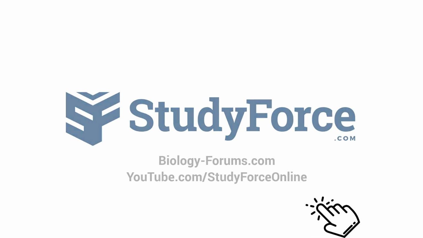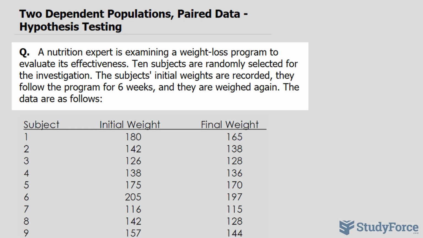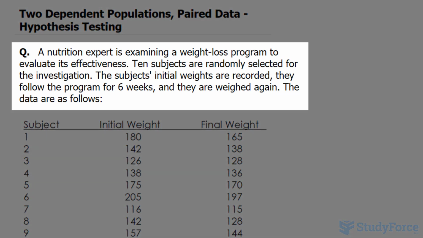In this lesson, we'll discuss hypothesis testing when you have two dependent populations. The question reads, a nutrition expert is examining a weight loss program to evaluate its effectiveness. 10 subjects are randomly selected for the investigation. The subjects' initial weights are recorded and they follow the program for 6 weeks, and then they're weighed again.